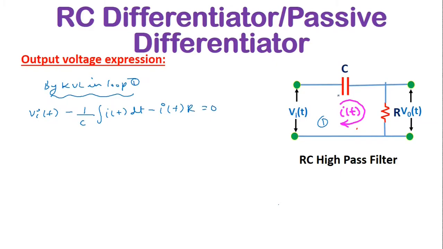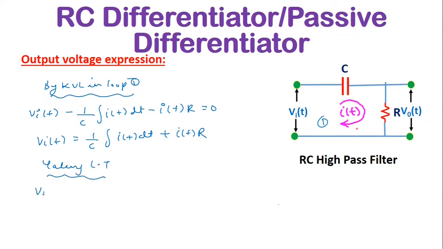Since the voltage across the capacitor is given by the equation 1 upon C integration of i(t) dt, we are getting this equation. From this equation we can write Vi(t) is equal to 1 upon C integration of i(t) dt plus i(t) into R. Now we will take the Laplace transform of this equation. We will get Vi(s) equal to 1 upon sC into I(s) plus I(s) into R. Since the Laplace transform of the integration term is equal to 1 upon s, we are getting this equation.